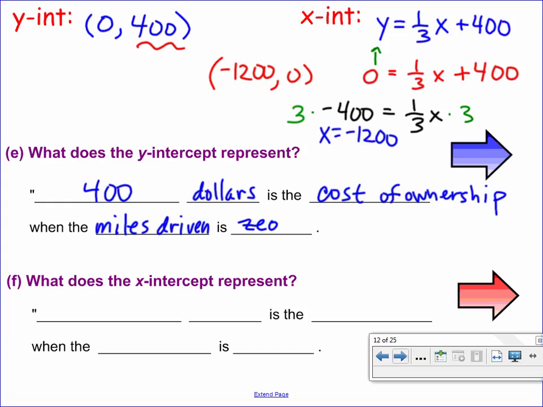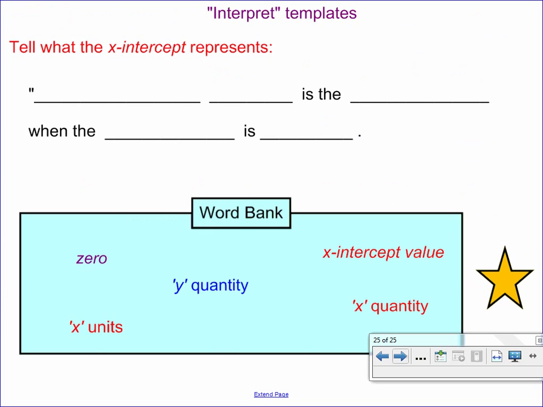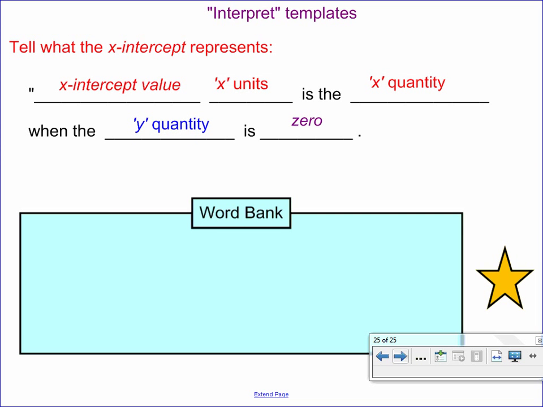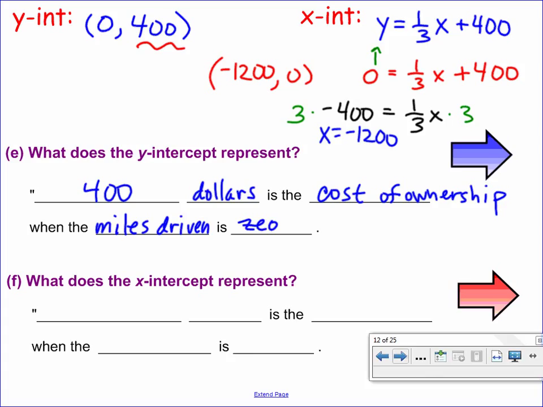What does the x-intercept represent? Well, in general, the x-intercept is the x value when y is 0. So the x-intercept value, x units, is the x quantity when the y quantity is 0. You do not have to use this template, but it's a good starter if you get stuck in terms of interpreting the x-intercept or the y-intercept. Let's go ahead and apply that then.